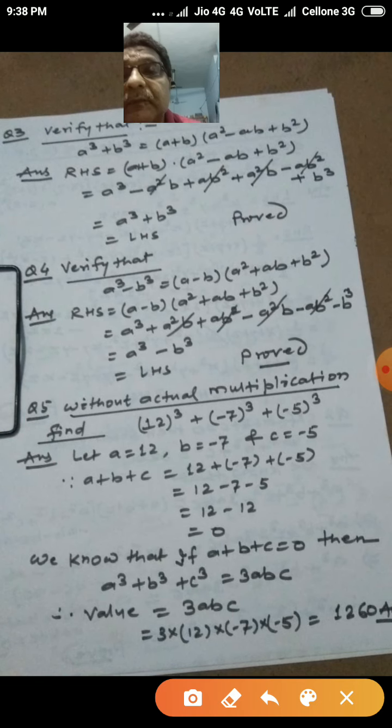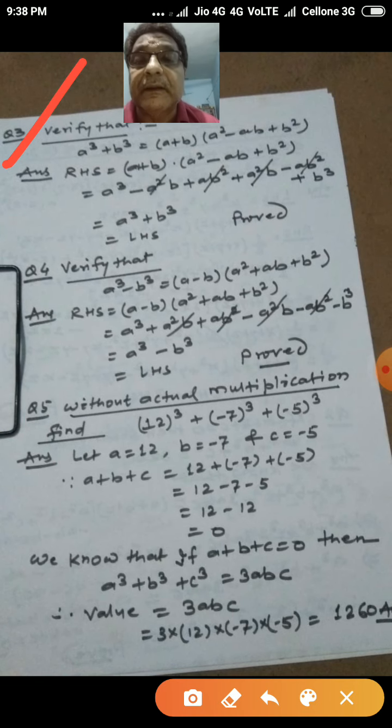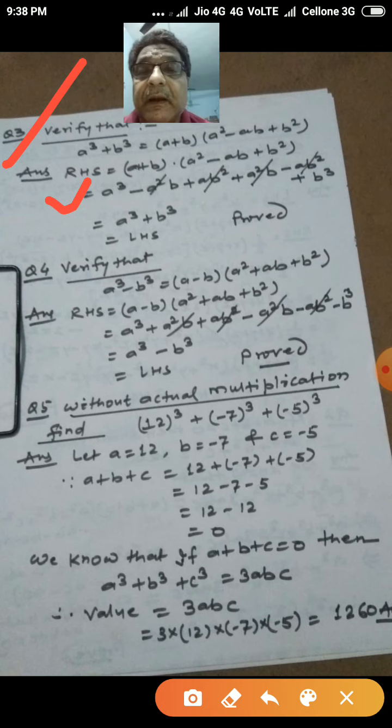Again, there is a verification type of question. Verify that a cube plus b cube is equal to (a plus b) into (a square minus ab plus b square). Student, here it is easy to take the RHS and proceed. So we take RHS equal to (a plus b) into (a square minus ab plus b square). Since there is a multiplication sign between these two brackets, we will multiply.